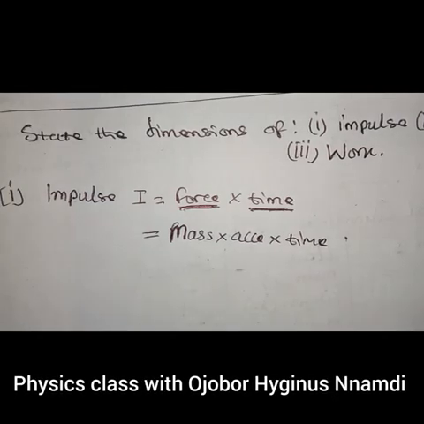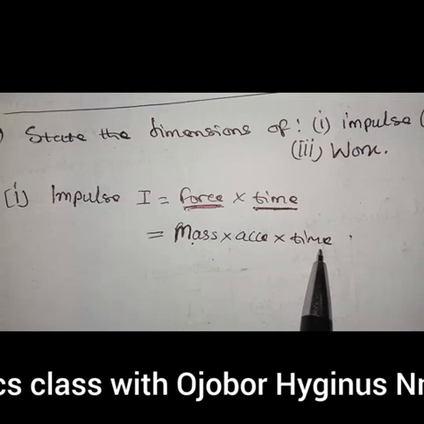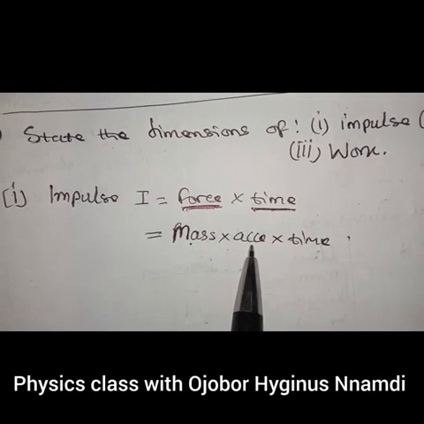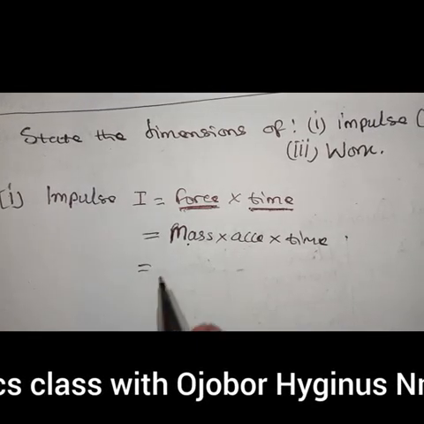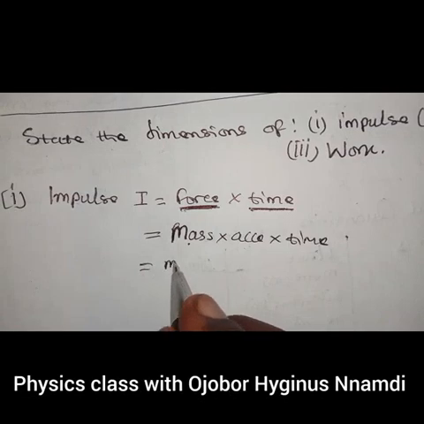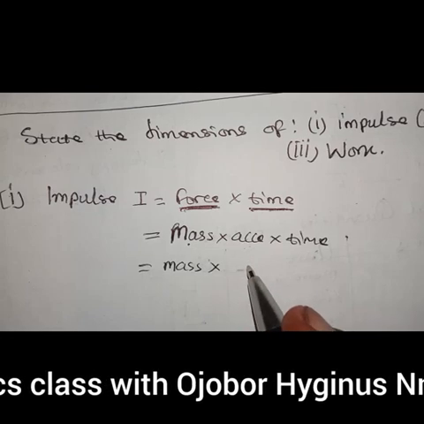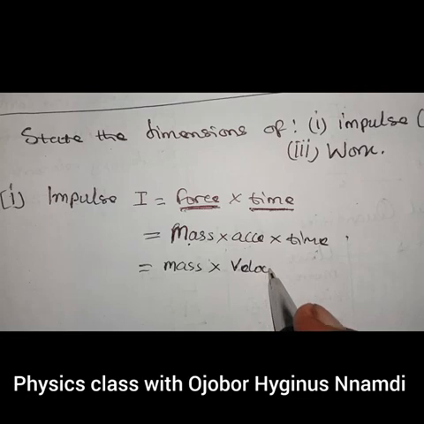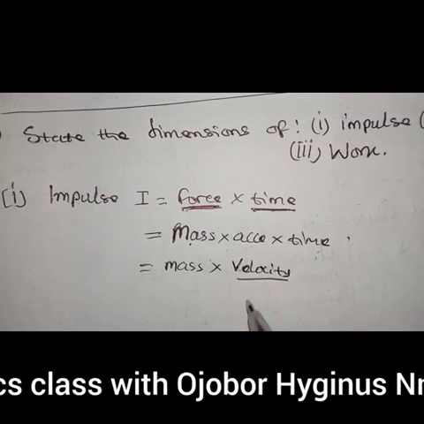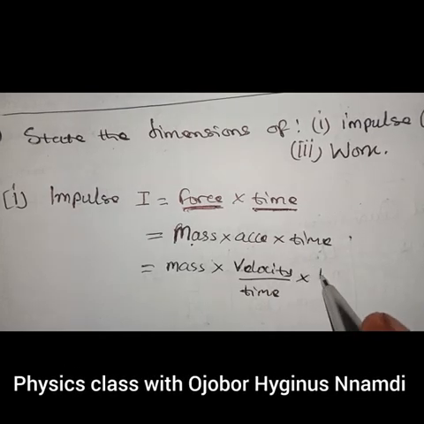Then if you look again, the mass here is in the fundamental quantity, the time is in the fundamental quantity. It is only acceleration that is not there. So we have to break down this acceleration. We have to know the formula of acceleration. So let's write down again: mass times acceleration, and acceleration is velocity over time. So we write velocity divided by time, then times this time that is existing here.